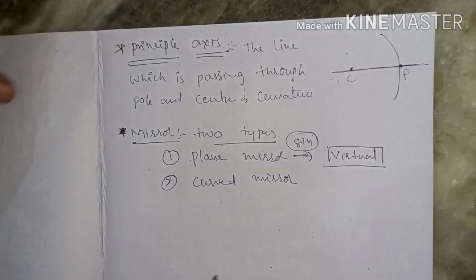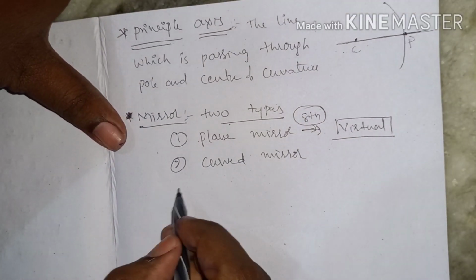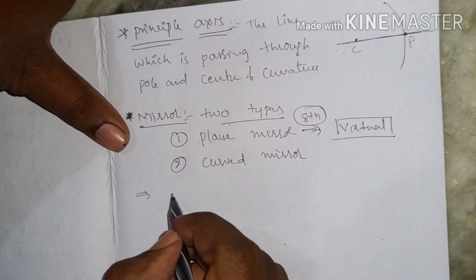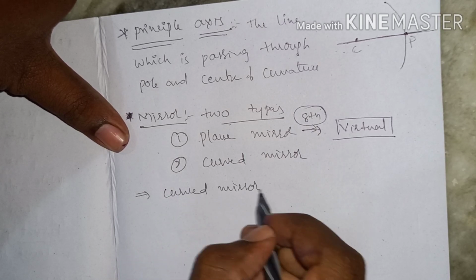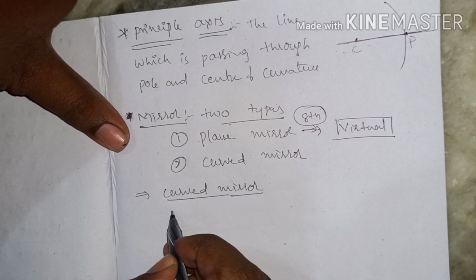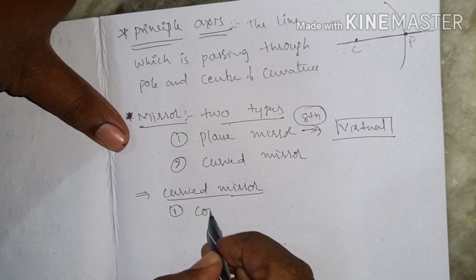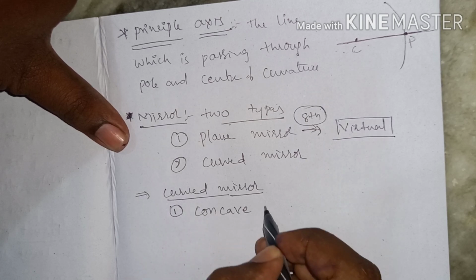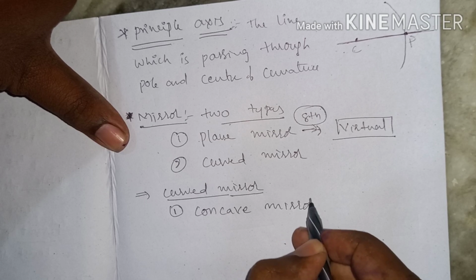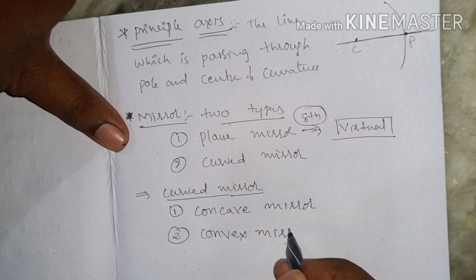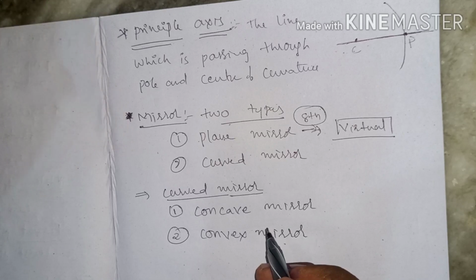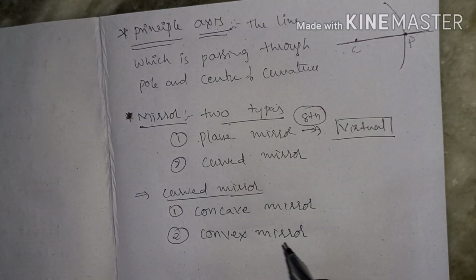Now coming to the curved mirrors. Again, curved mirrors are of two types. One is the concave mirror and one is the convex mirror. Concave mirror, convex mirror. There are two types of curved mirrors. I'll show you what a concave mirror is and what a convex mirror is.